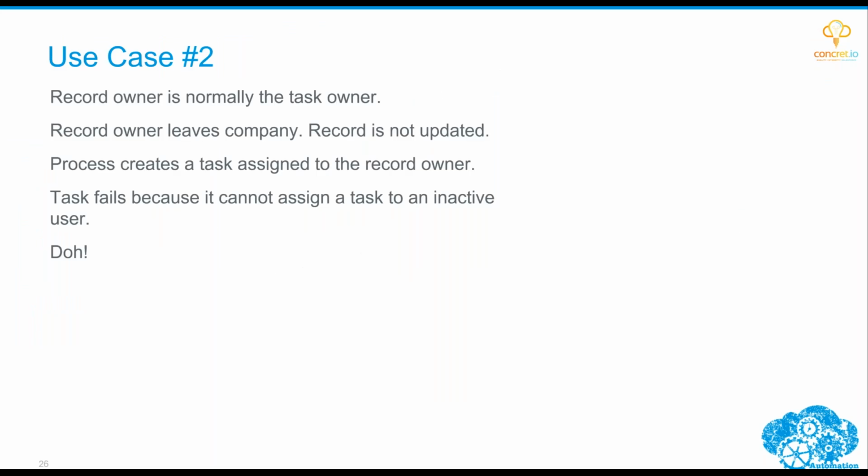All right, so on to our second use case. We assign automated tasks to users, but we occasionally run into issues with our automation when a user leaves the company and we didn't go back and reassign the record to another active user. So our scheduled task automations end up failing because the system cannot assign a task to an inactive user.